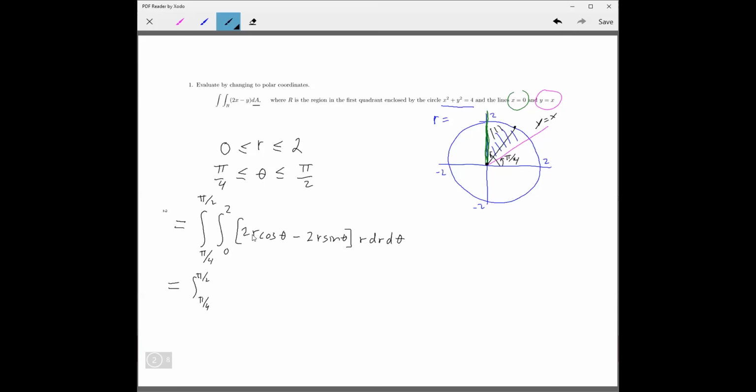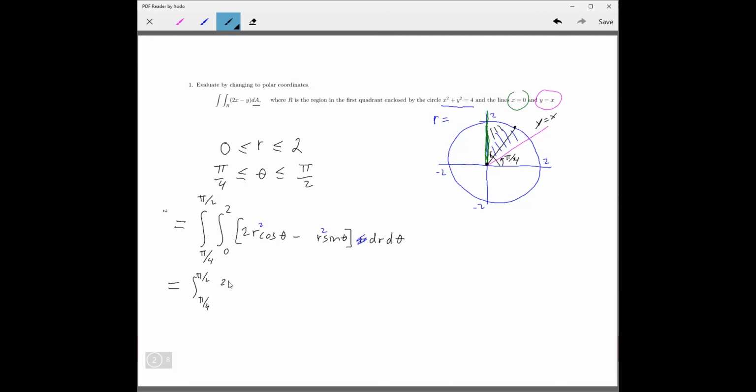You're integrating in r first, so that's going to be, it would be r squared, wouldn't it? Okay, so hold on a second. I don't know where that 2 came from. Oh yeah, I gotta distribute the r's in, right? Let me do that right here. Get rid of that, because I'm not gonna have enough space otherwise.